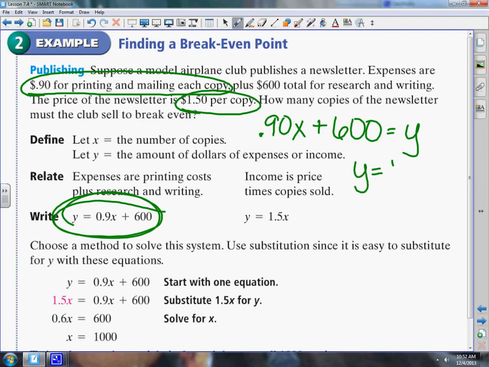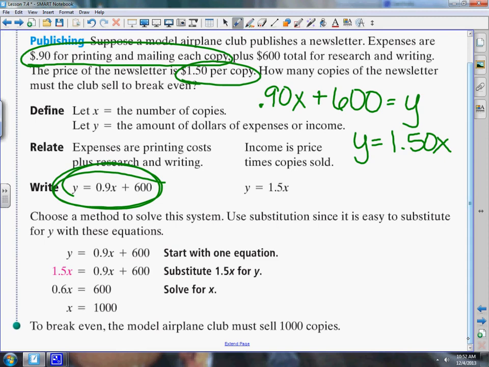So Y equals $1.50X. So this is a very good equation because you need to know, I don't want to lose money on this, so I need to know how many I need to sell so that I get all my money back. So what they did is they used substitution and they put in $1.50X for Y, and then solved this equation. And they got X equals 1,000. To break even, the Model Airplane Club must sell 1,000 copies of their newsletter.